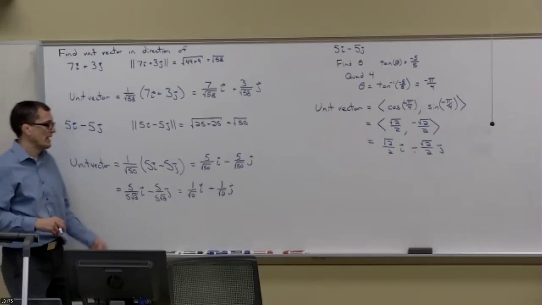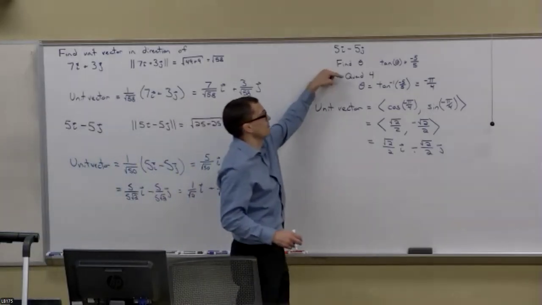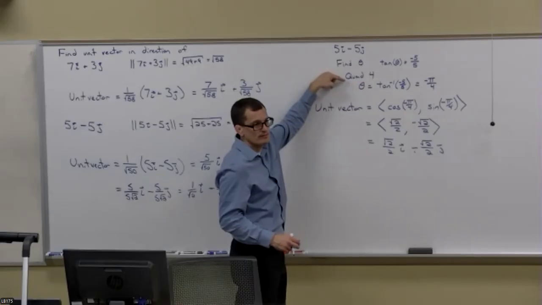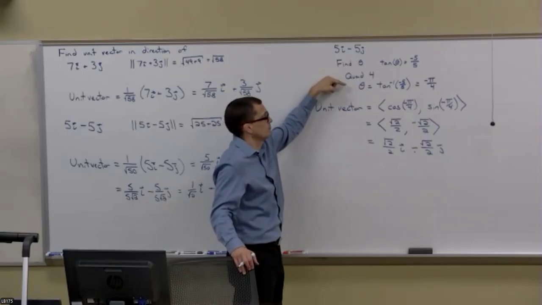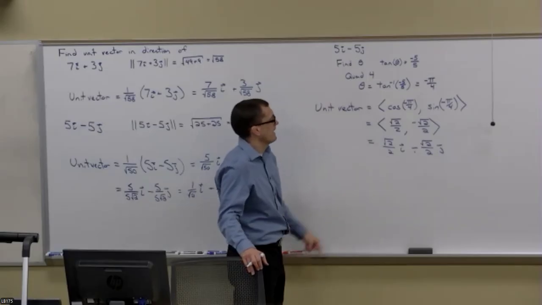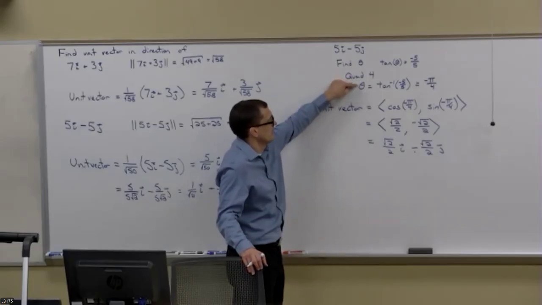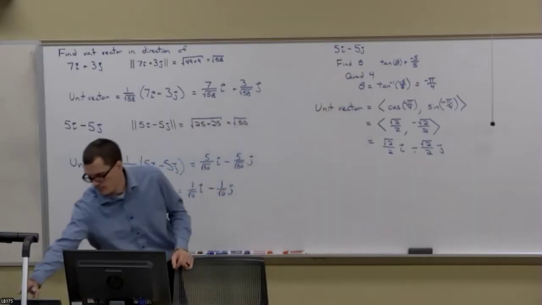Most people like this method better because it's a little more straightforward. In this method, you do have to worry about what quadrant you're in. So if you end up in quadrant 2 or 3, you have to add pi to that. And a lot of times, these theta angles don't come out nearly as nicely as in this case, like negative pi over 4. Okay.